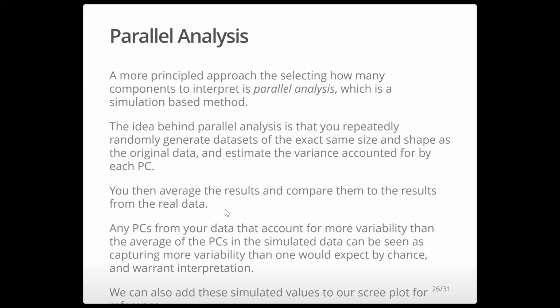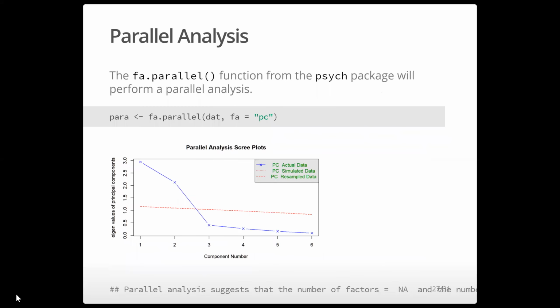And so we can look at these on a Scree plot to get an idea what they look like. The ones that are accounting for more variability than you'd expect by chance are the ones you definitely want to interpret. So here is an example of the Scree plot with the parallel analysis using the fa.parallel function from the psych package.